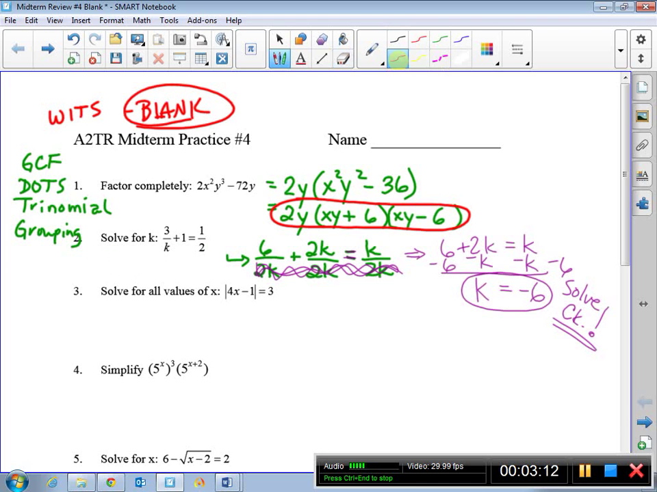Not a lot of room on this sheet. So 3 over negative 6 plus 1 equals 1/2. We're doing a quick check here. 3 over negative 6 is negative 1/2 plus 1 is 1/2. So I do get 1/2 equals 1/2. So it checks quite nicely. Great. Number 3.